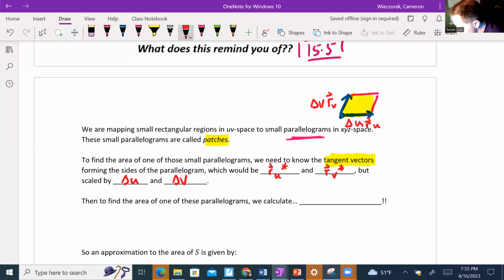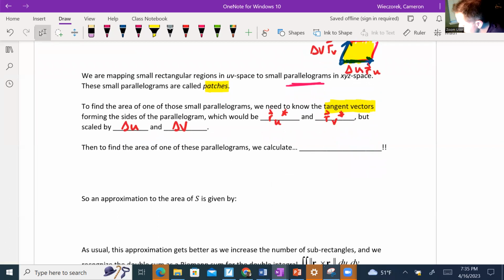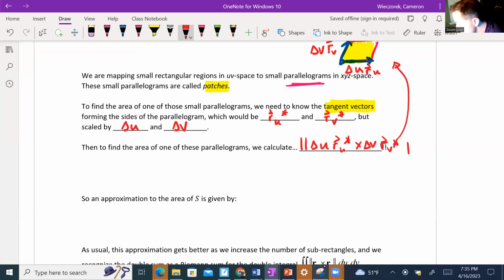So to find the area of one of those parallelograms, we need to calculate the magnitude of the cross product of those two blue vectors that I sketched up top. Magnitude of delta u, r sub u star, cross delta v, r sub v star. And the result is coming. I just want to show you where it comes from. You don't need to get super caught up in all this notation.